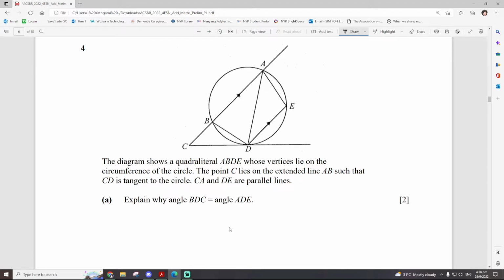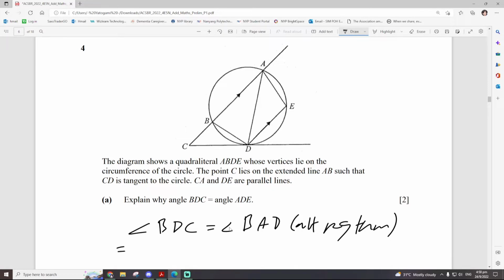okay, this should be quite simple, I think. Angle BDC is equal to angle BAD by alternate segment theorem, which is equal to angle ADE because of alternate angles, right? We are given that BA is parallel to DE. Okay.